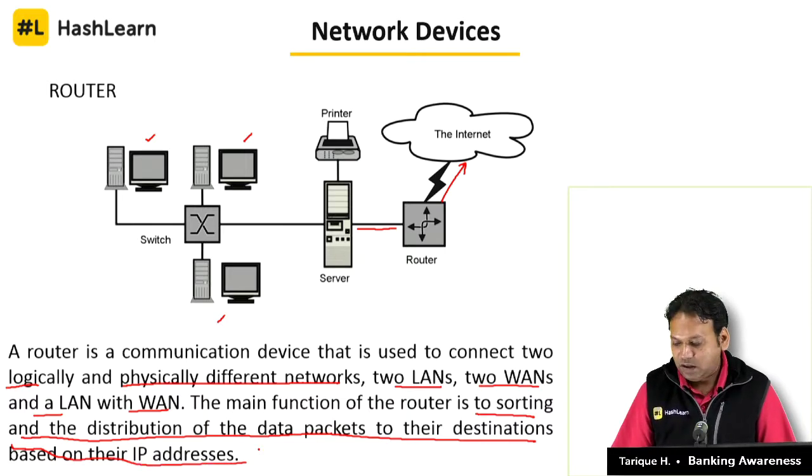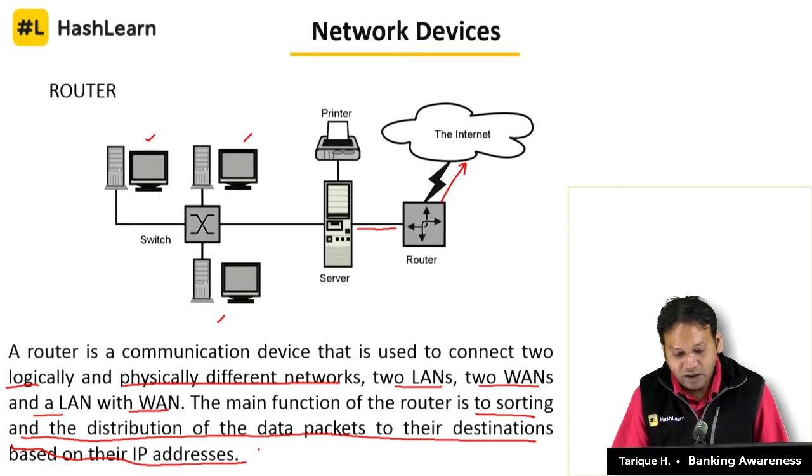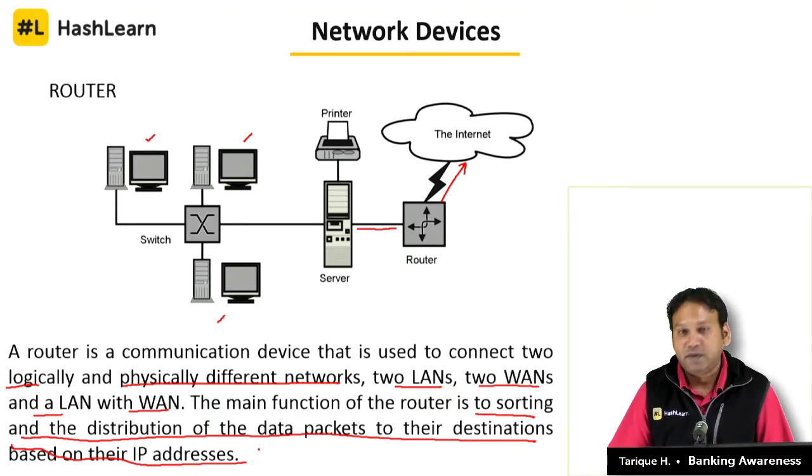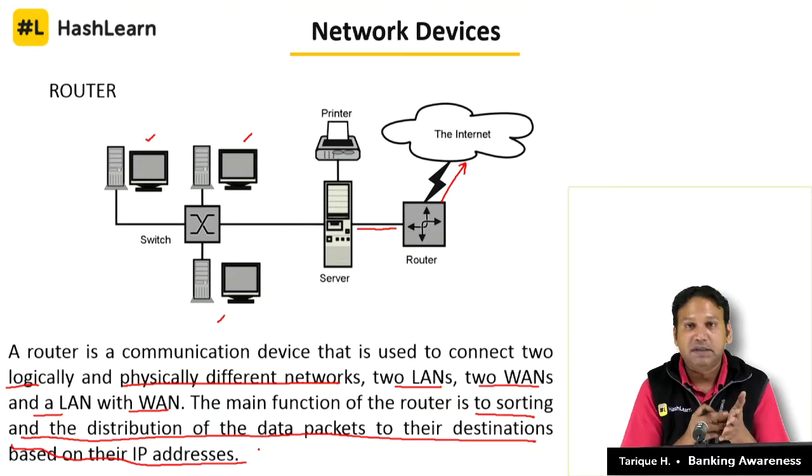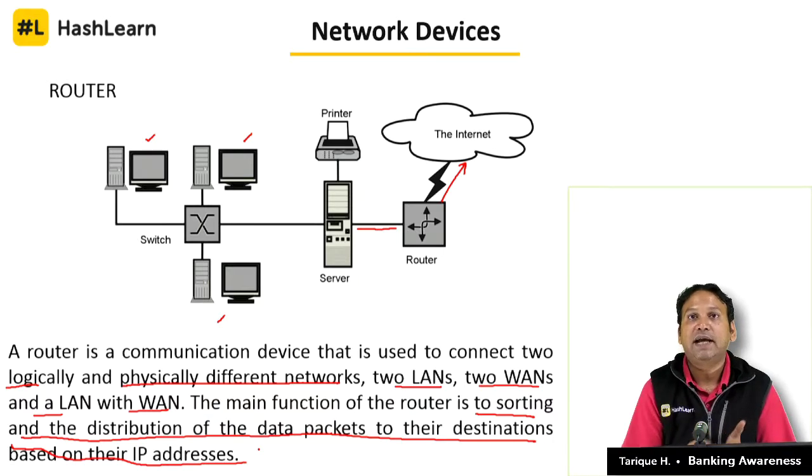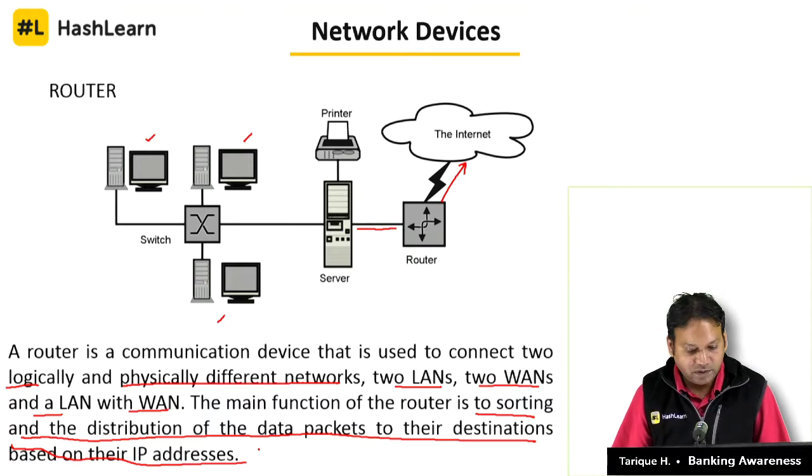Clear? So we normally use a router because we have to connect to the internet, to a WAN, or to systems at multiple locations, so then we definitely have to use a router. Whatever messages come to a router, the router will read the packet, see the source IP address and the destination IP address, and then send the packet to the destination IP address. That is the function of a router.